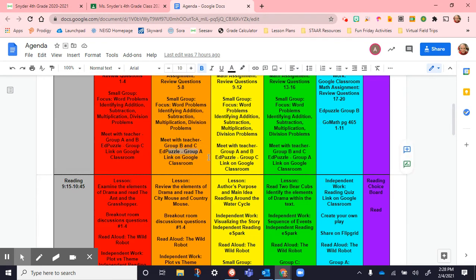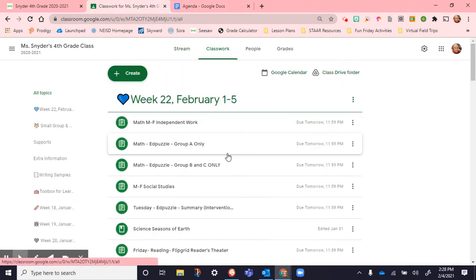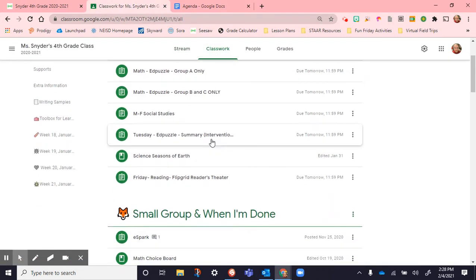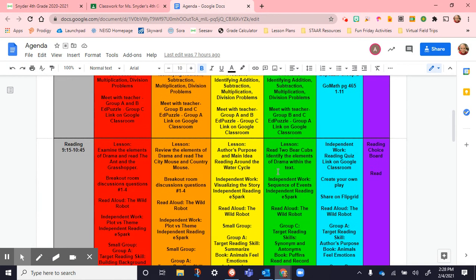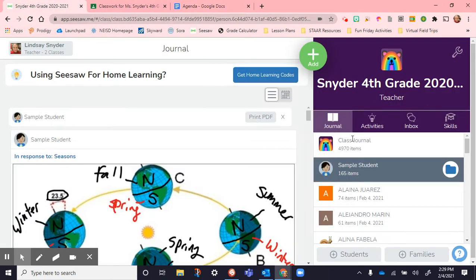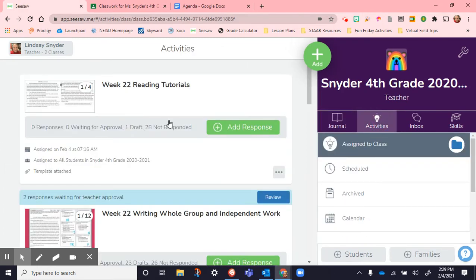There's an Edpuzzle, and the Edpuzzle links are on here when you go to classwork. There's one for group A, and then there's one for groups B and C. So make sure you do those. And then for reading today, we read Two Bear Cubs, and we were talking about the elements of drama within the text. So that is in Seesaw as well.